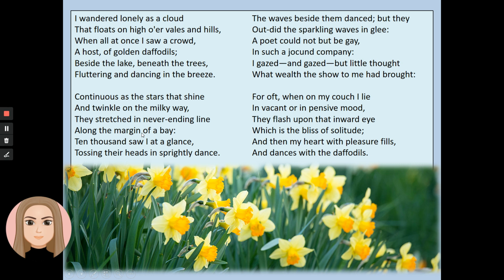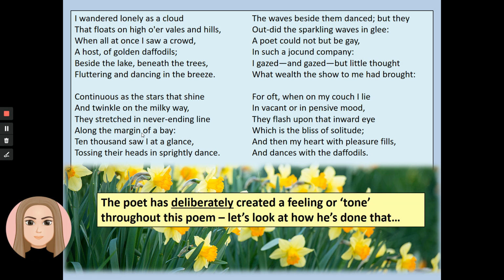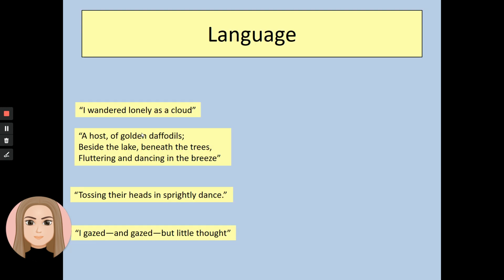Okay, so like I said yesterday, the poet deliberately used language in this poem to make the reader feel a certain way. So he's deliberately created a feeling or tone. When we talk about the way the reader feels, we can call that the tone throughout this poem, okay? And we're going to have a little look and see how he's done that.